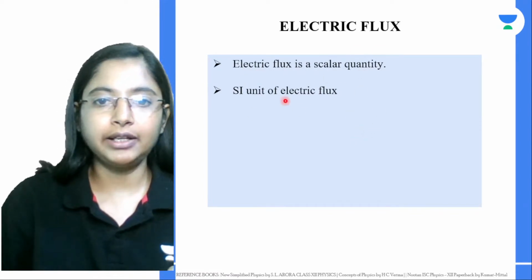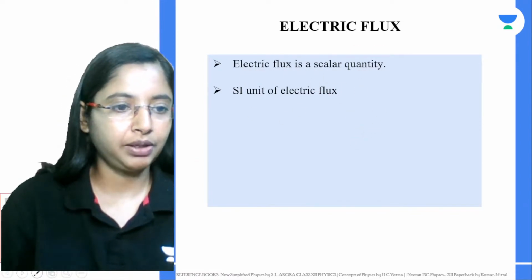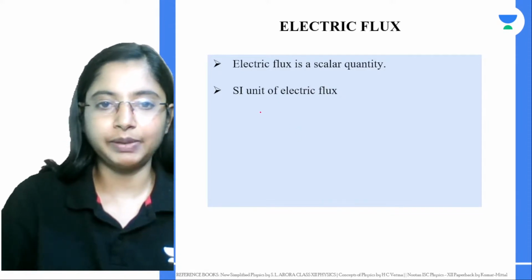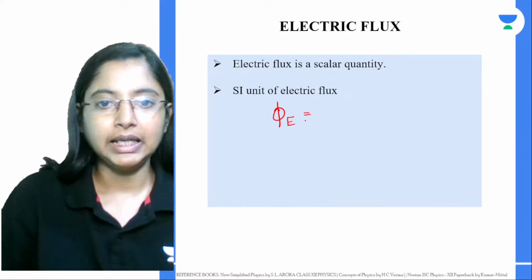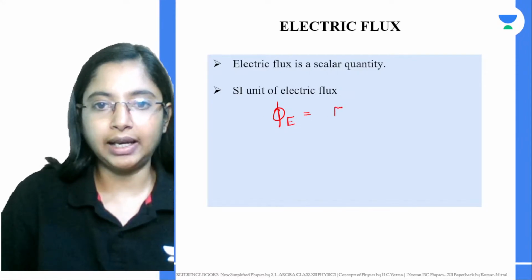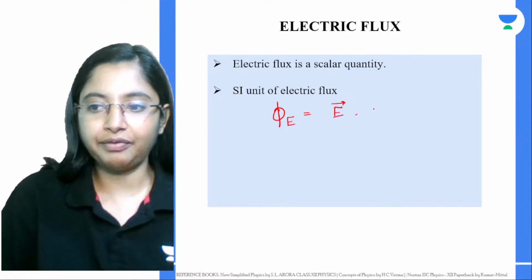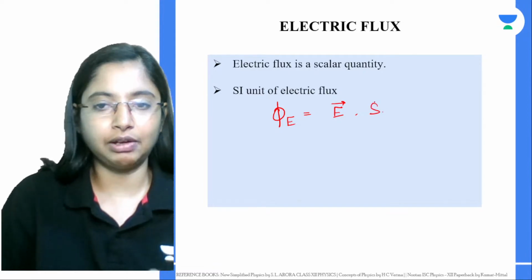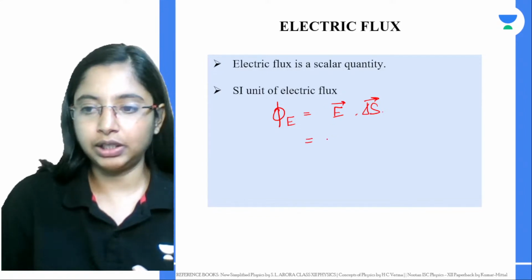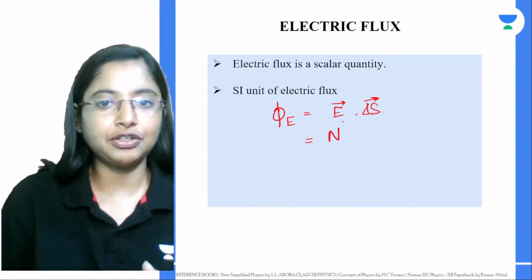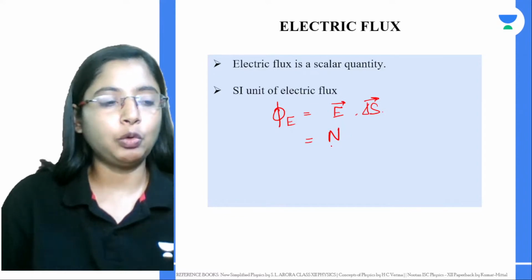The SI unit of electric flux is very simple. Electric flux is phi E. Its SI unit is nothing but the unit of your electric field times the unit of the surface area. Here, what is the electric field unit? Electric field is given by force.